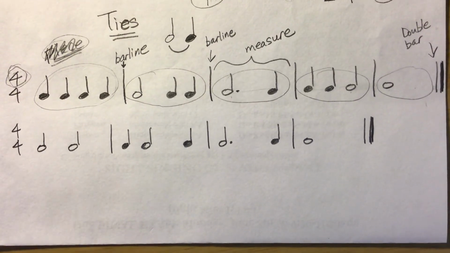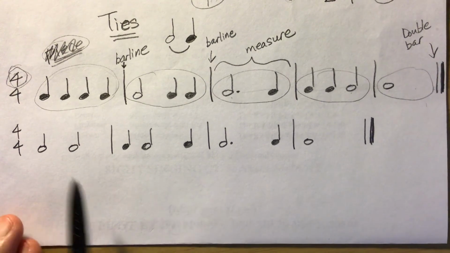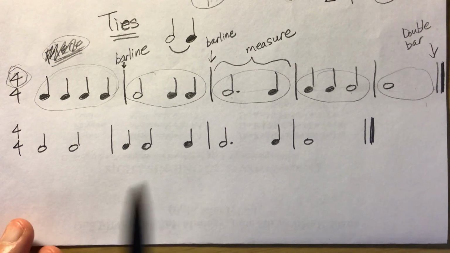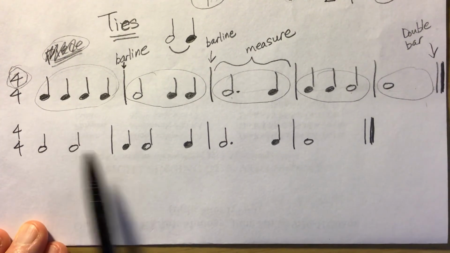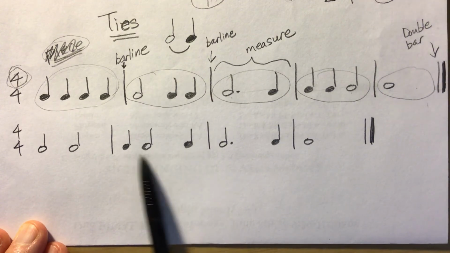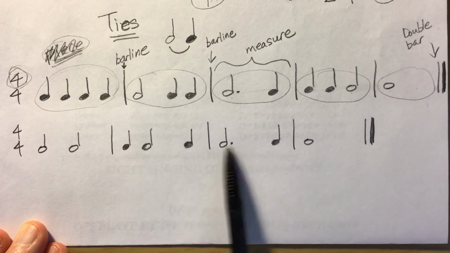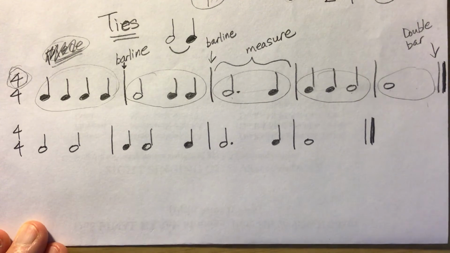This is actually easier, right? Less notes. Okay, so again, if you look at this, all of it adds up to 4 beats per measure. 2 plus 2 is 4. 1 plus 2 plus 1 is 4 beats. 3 plus 1, 4 beats, and that alone is 4 beats.